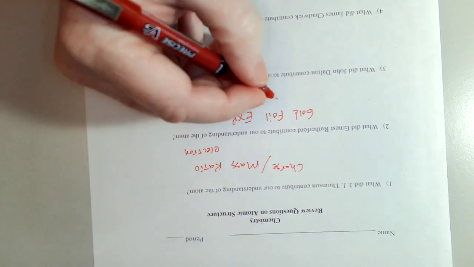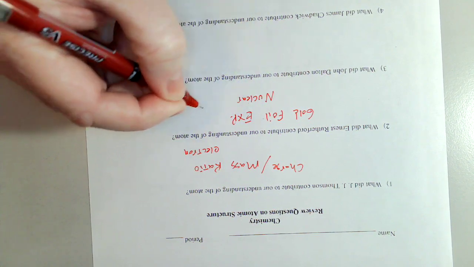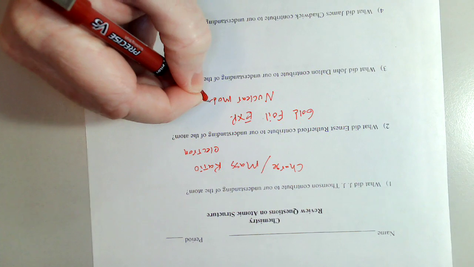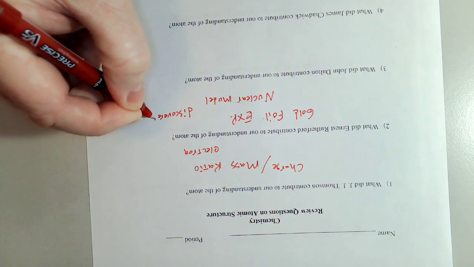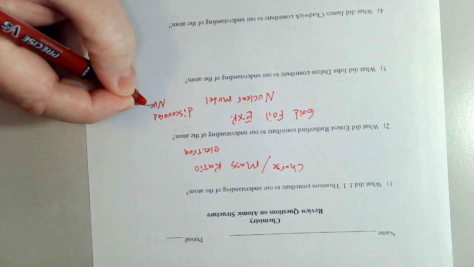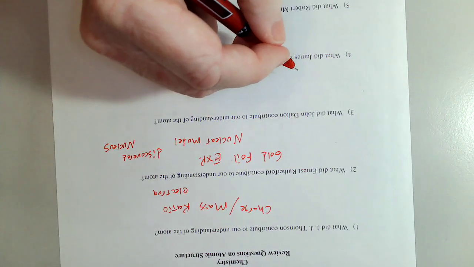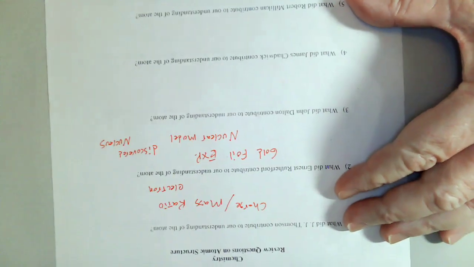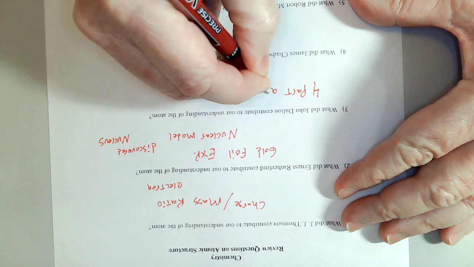Now for Ernest Rutherford, we would either say the gold foil experiment, or the other thing we can say is the nuclear model. Some people call it a planetary model. He discovered the nucleus. John Dalton, we typically give him credit for his four-part atomic theory.